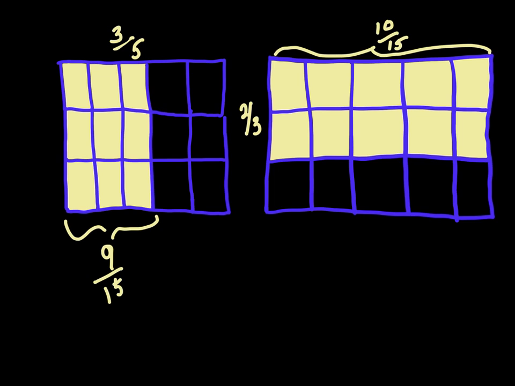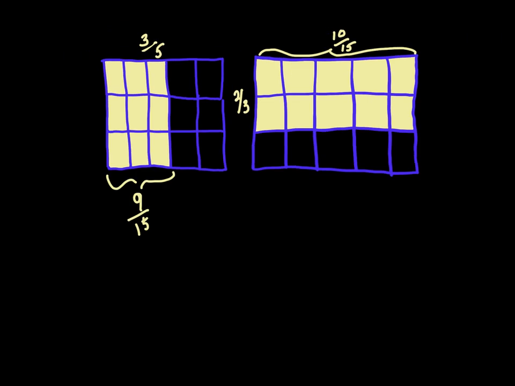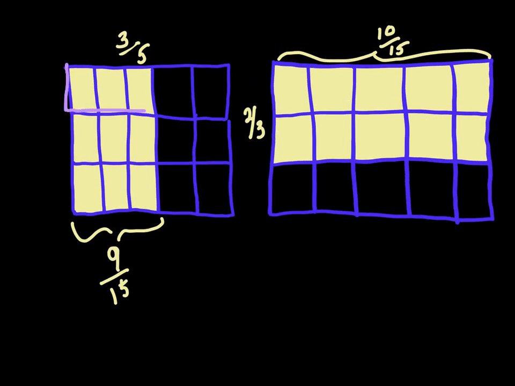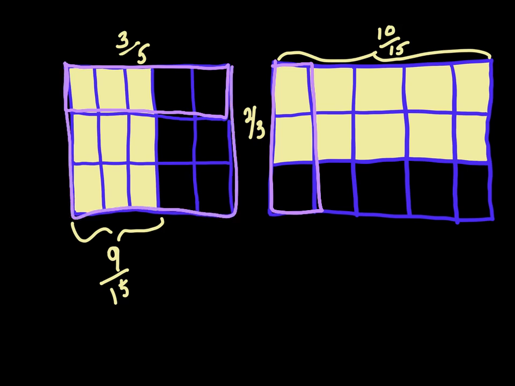So we could use these area models to figure out how much, and they're breaking it up. And we have this top part that shows 3/5, and then we have another one that is showing 2/3, which is going down this way. Okay, and then we said that all of this is now equal to 9/15. All of this is equal to 10/15.